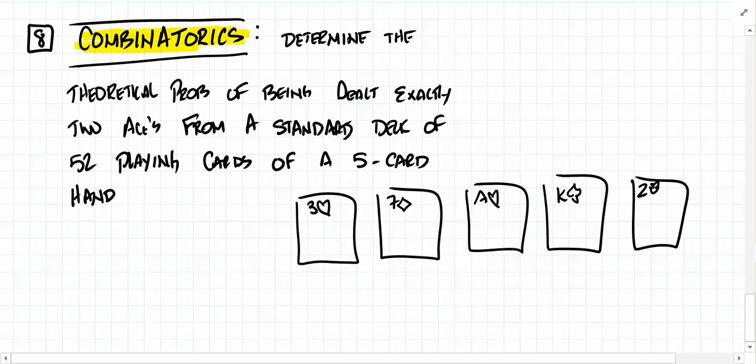So what we want is to understand how we talk about the theoretical probability, and this is a really tough question, of being dealt exactly 2 aces. Is that called pocket aces? That's right? You have 2 aces?